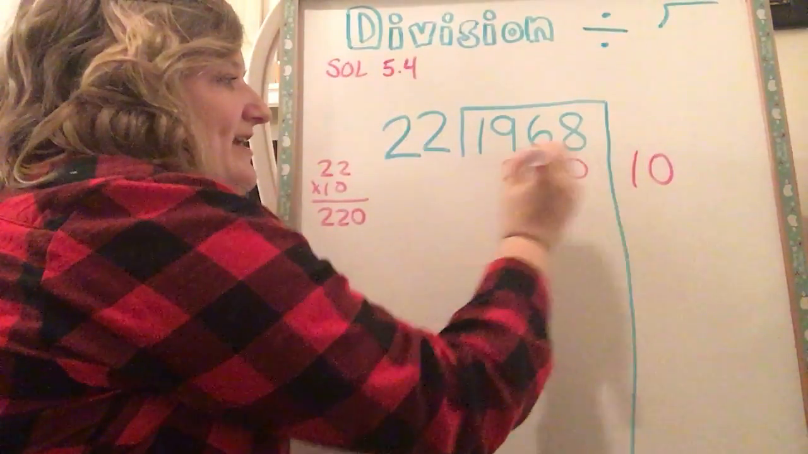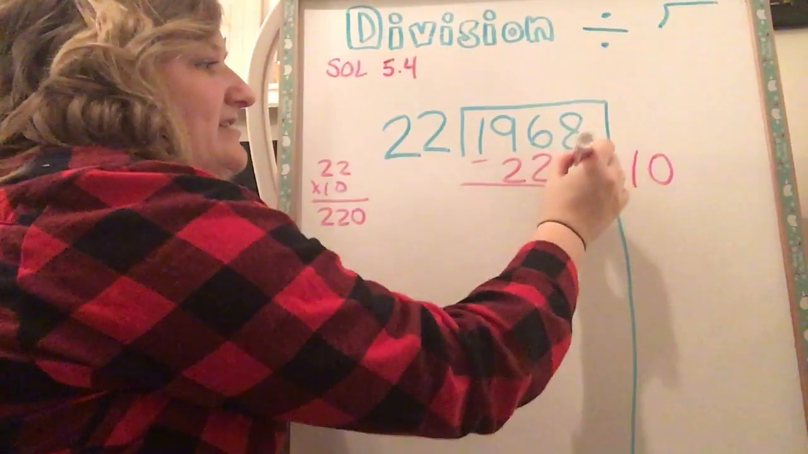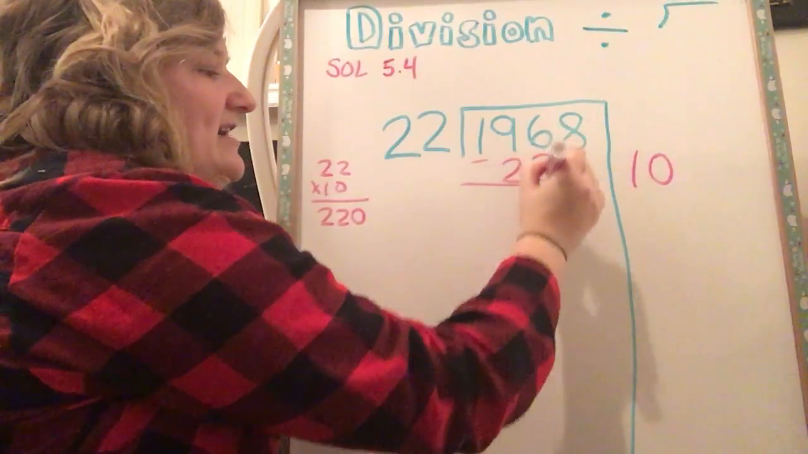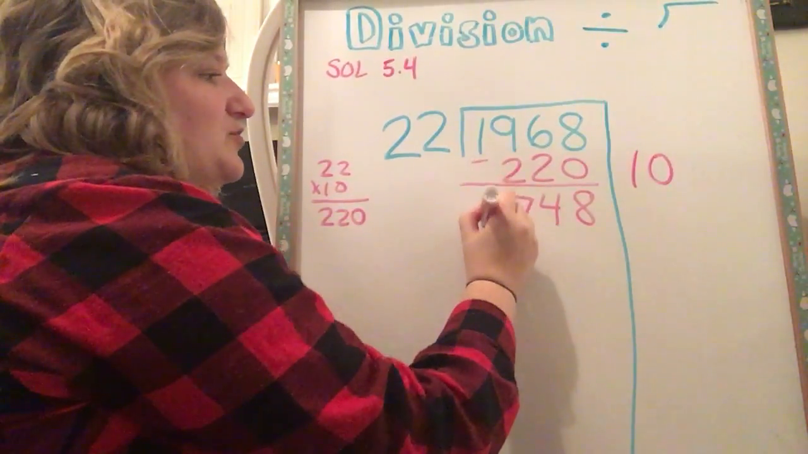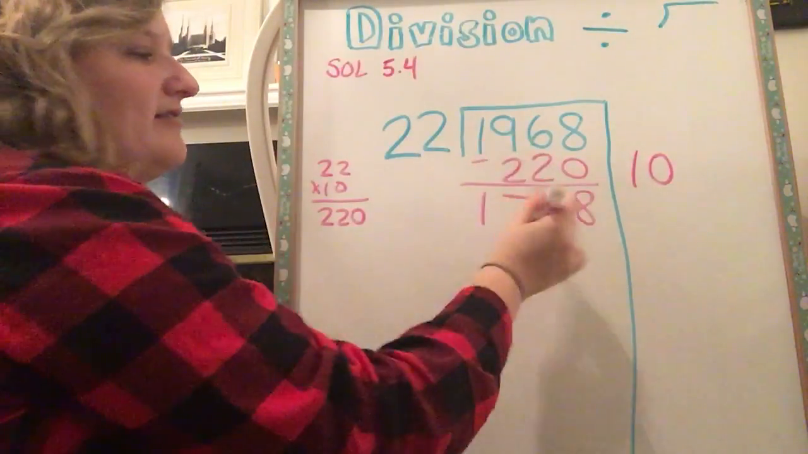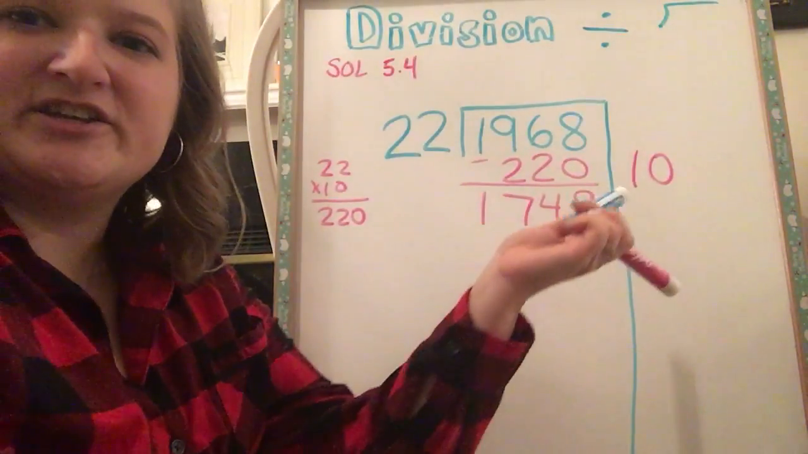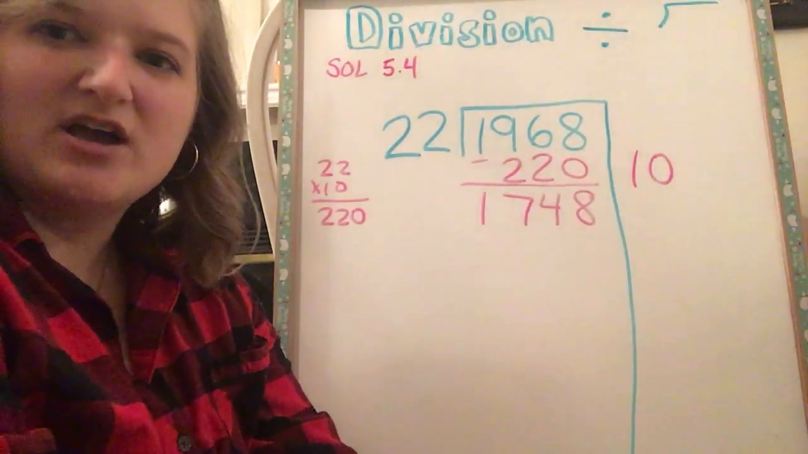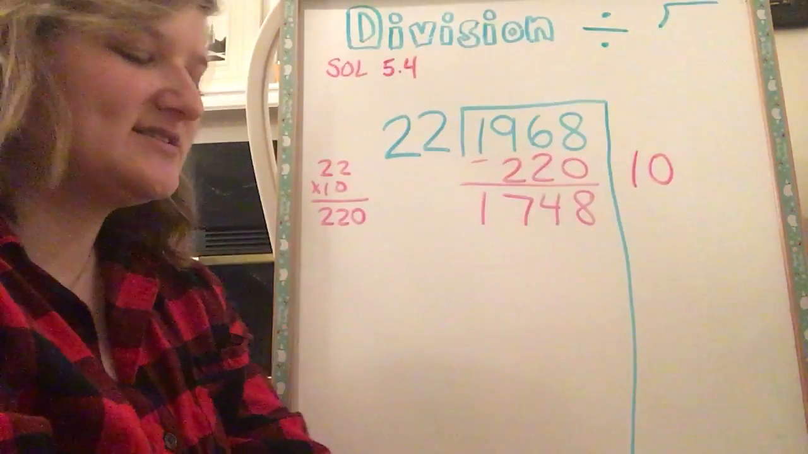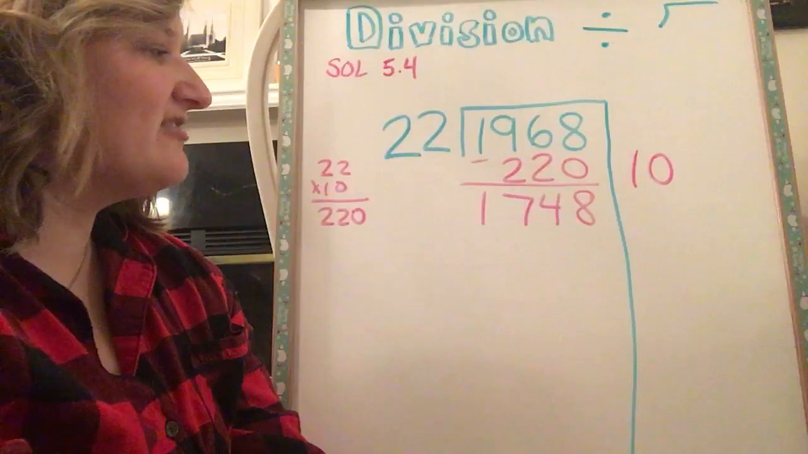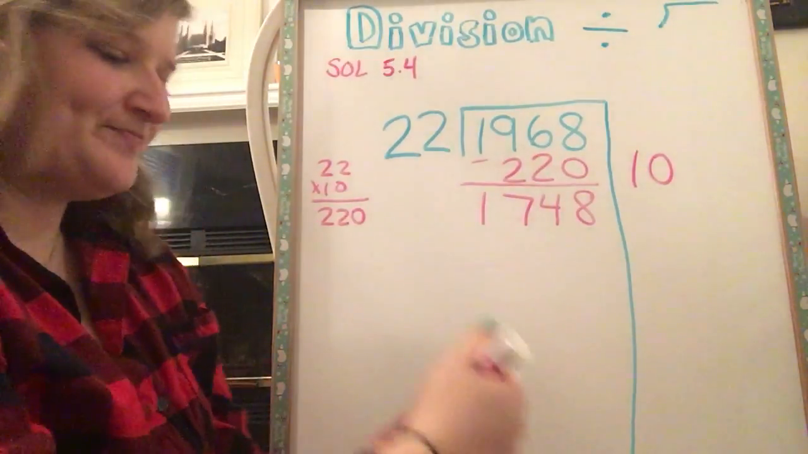And let's go ahead and subtract that out. 8 take away 0 is 8. 6 take away 2 is 4. 9 take away 2 is 7. 1 take away 0 is 1. So I still have quite a bit left to go. I can continue on my 10s, or I can bump it up a little bit. Let's try to bump it up a little bit and see what happens. Let's see what happens if we do 20.